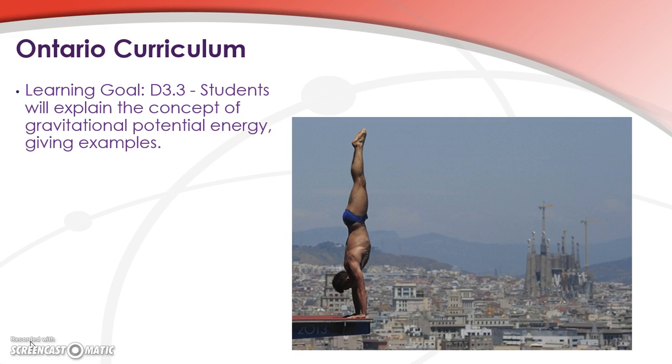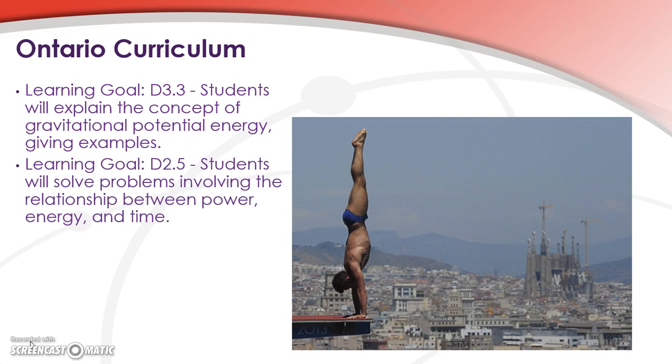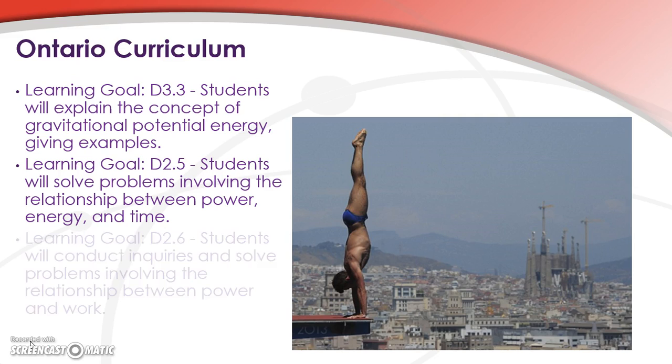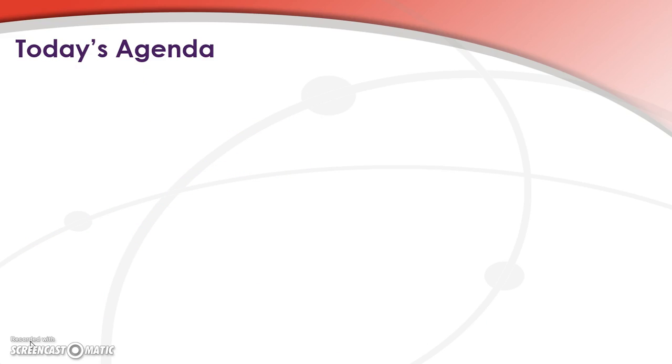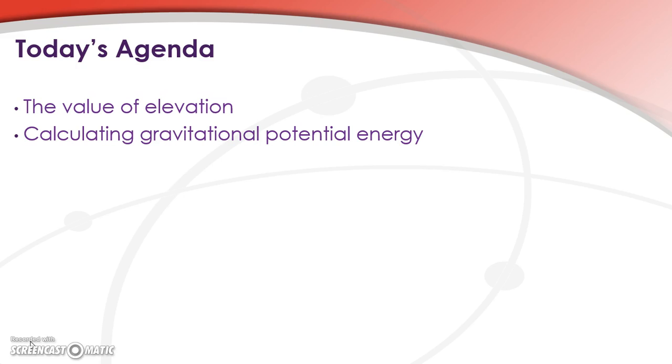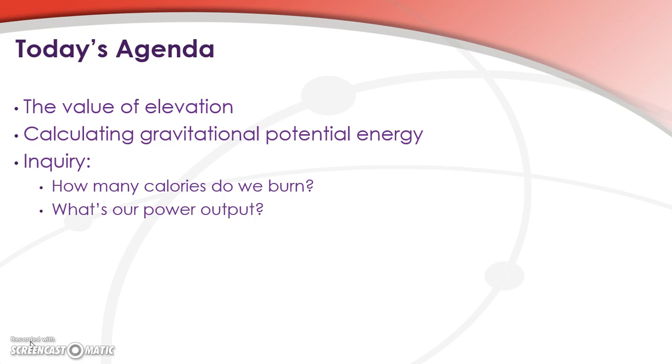So the Ontario curriculum specifies that students will explain the concept of gravitational potential energy, giving examples, solve problems involving the relationship between power, energy, and time, and conduct inquiries and solve problems involving the relationship between power and work. Today, we're going to spend a few minutes talking about the value of elevation, learning how to calculate gravitational potential energy, and then do an activity calculating the number of calories we burn in our power output.